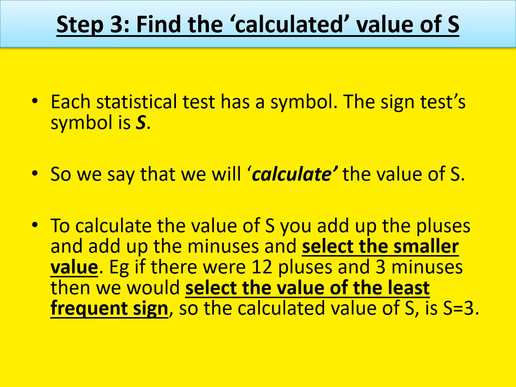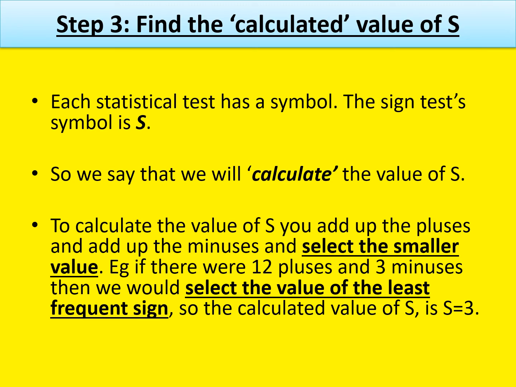Step 3 is to find the calculated value of S. Each statistical test has a symbol, and the sign test is really easy because the symbol is just S for sign test. It's not always the way. Things like chi-squared, the symbol is X squared, which is a bit annoying. But the sign test is dead simple. The symbol for it is S, and we have to calculate the value of S from our data set.